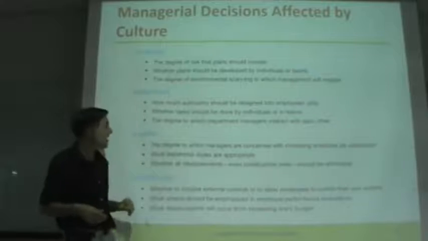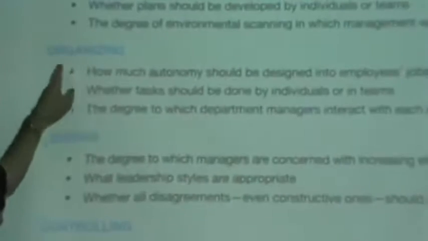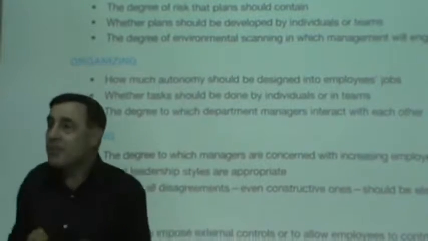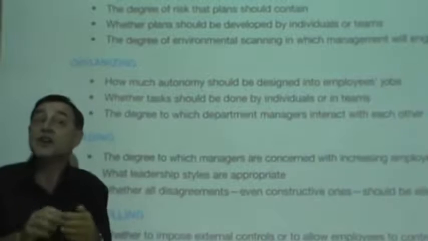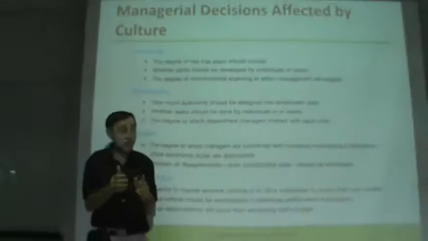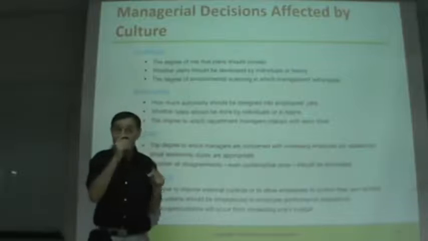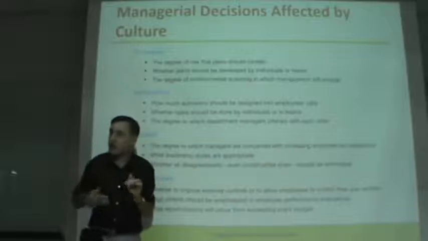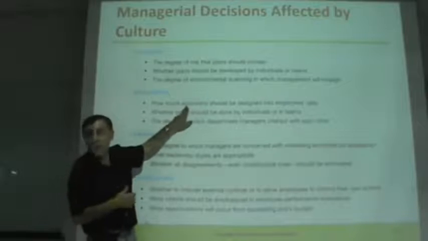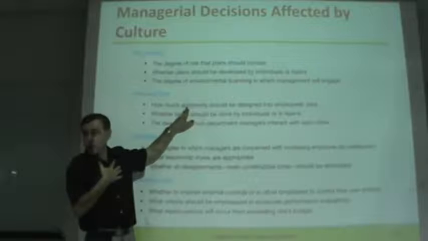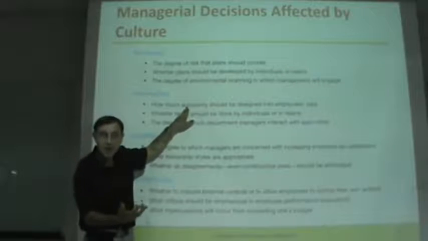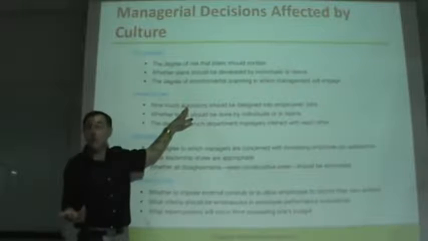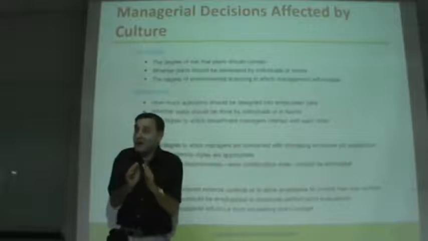Now, what about organizing the business? How much autonomy should be given to each employee? How much should they choose? How much flexibility should they have? That's very important. Strong culture usually gives little autonomy. Weak culture gives a lot of autonomy. Autonomy means the ability of the worker to choose what they do and how they do it. So strong cultures are oppressive.